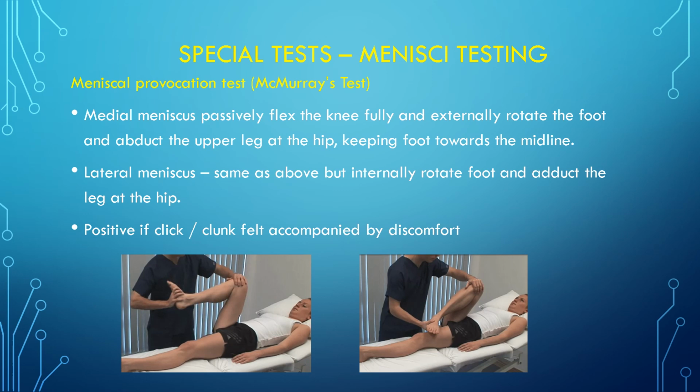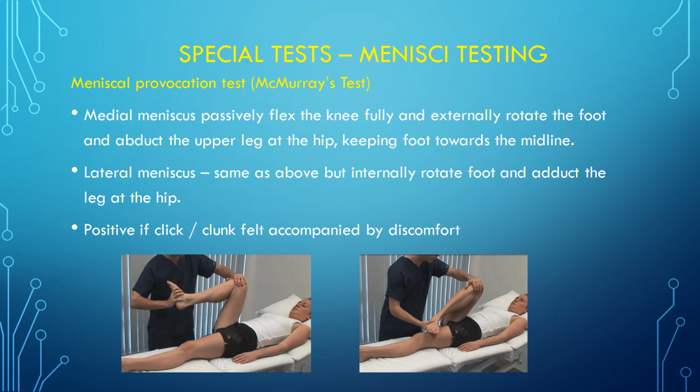So now we're going to look at the meniscus. How do we test for whether there's been a tear or a disruption? The commonly used McMurray's test is where we provoke the meniscus. When looking at the medial meniscus, we want to passively fully flex the knee and then externally rotate the foot and abduct the upper leg at the hip, keeping the foot towards the midline. That puts stress and strain on the medial meniscus.